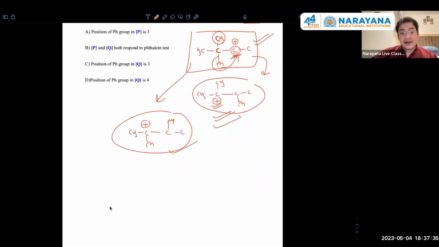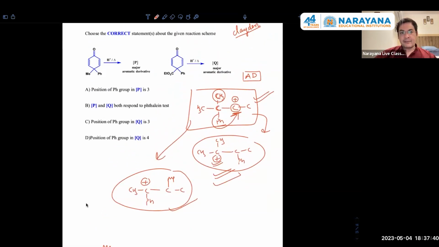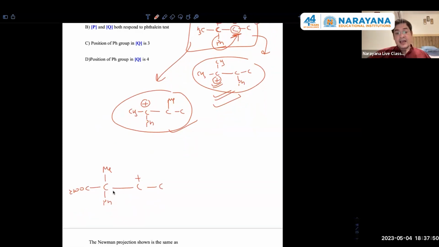Suppose in the next case, I am having COO ethyl here, and some phenyl here on C. Now in this case, whether I migrate phenyl or I migrate methyl, my next cation is going to become less stable, because this is C double bond O. If you are getting a cation adjacent to it, there is a repulsion because of the cationic character, and the condition is unstable. So the next should not be less stable.